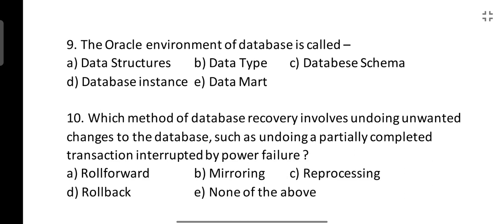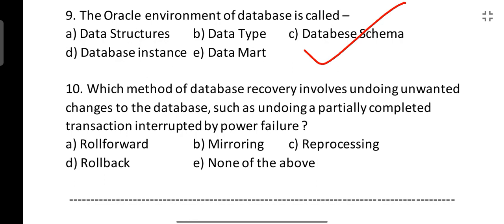Next is, the Oracle environment of a database is called. Okay, it is just asking what we call a database in Oracle. Let's read the options: data structures, data type, database schema, database instance, or data mart. The most suitable answer will be database schema. Data mart is something different, a concept of data warehouse. Data type and data structures are very different things. Database instance is the content of the database at any particular instance. So schema will be the correct answer here.